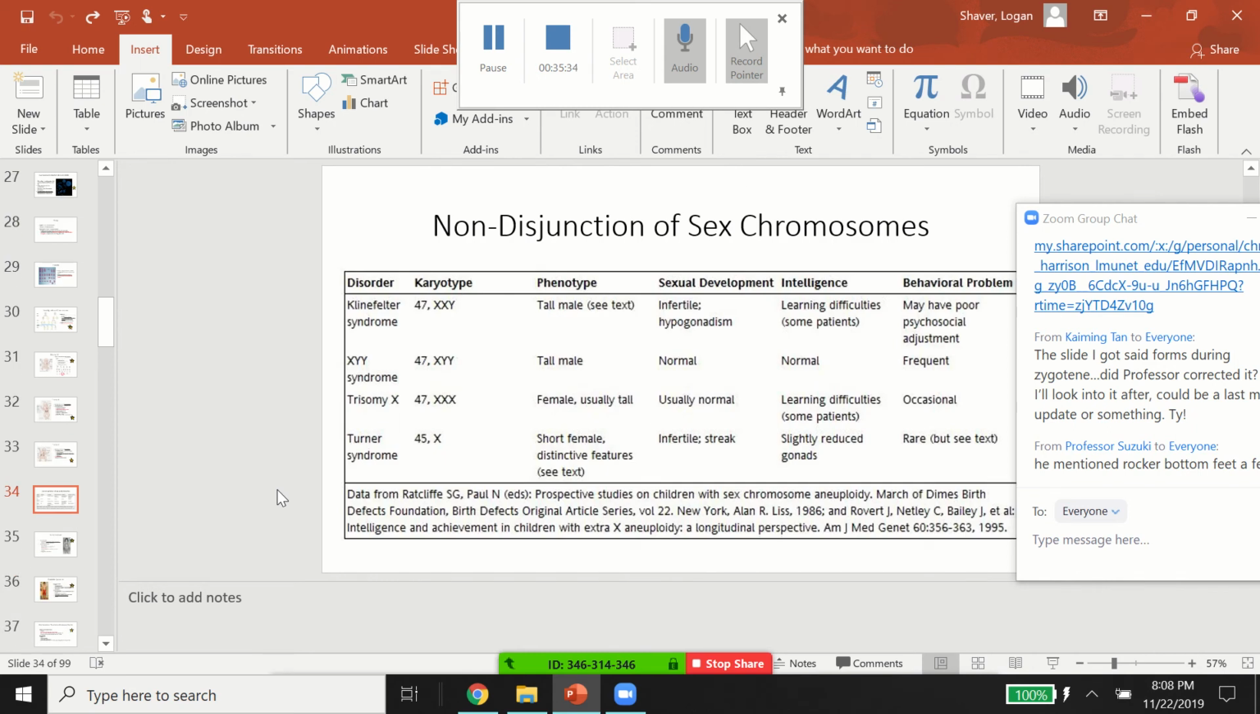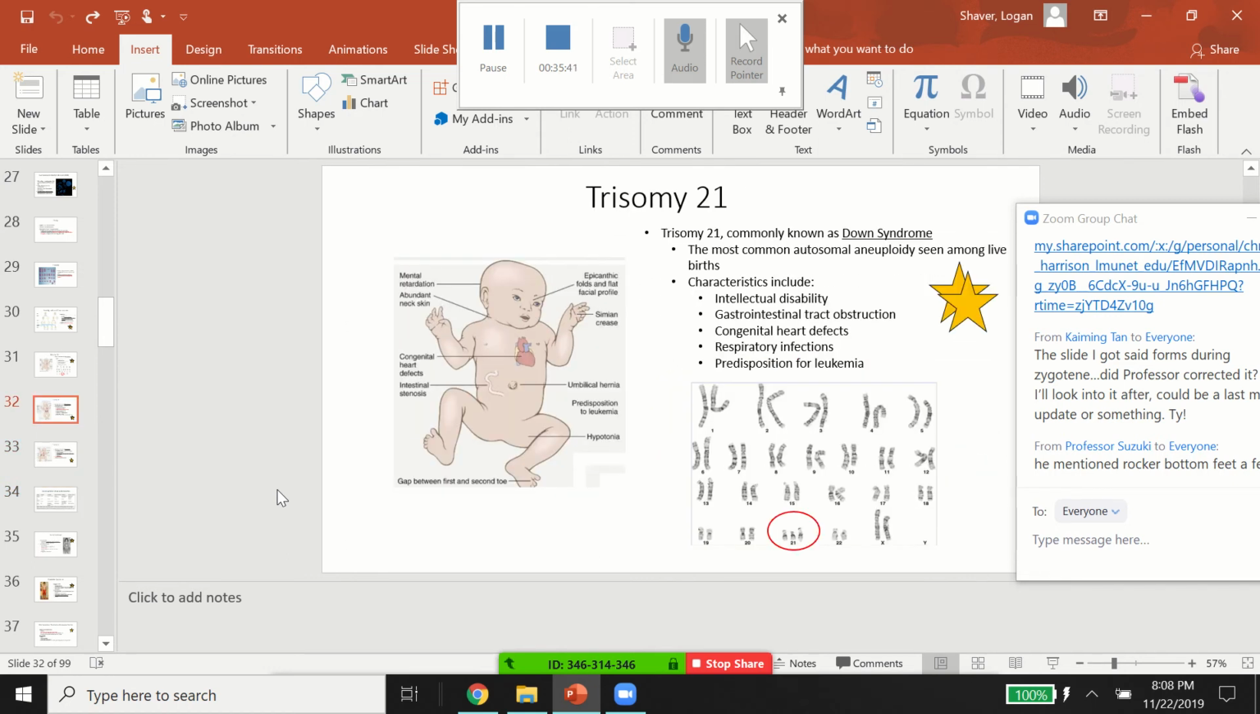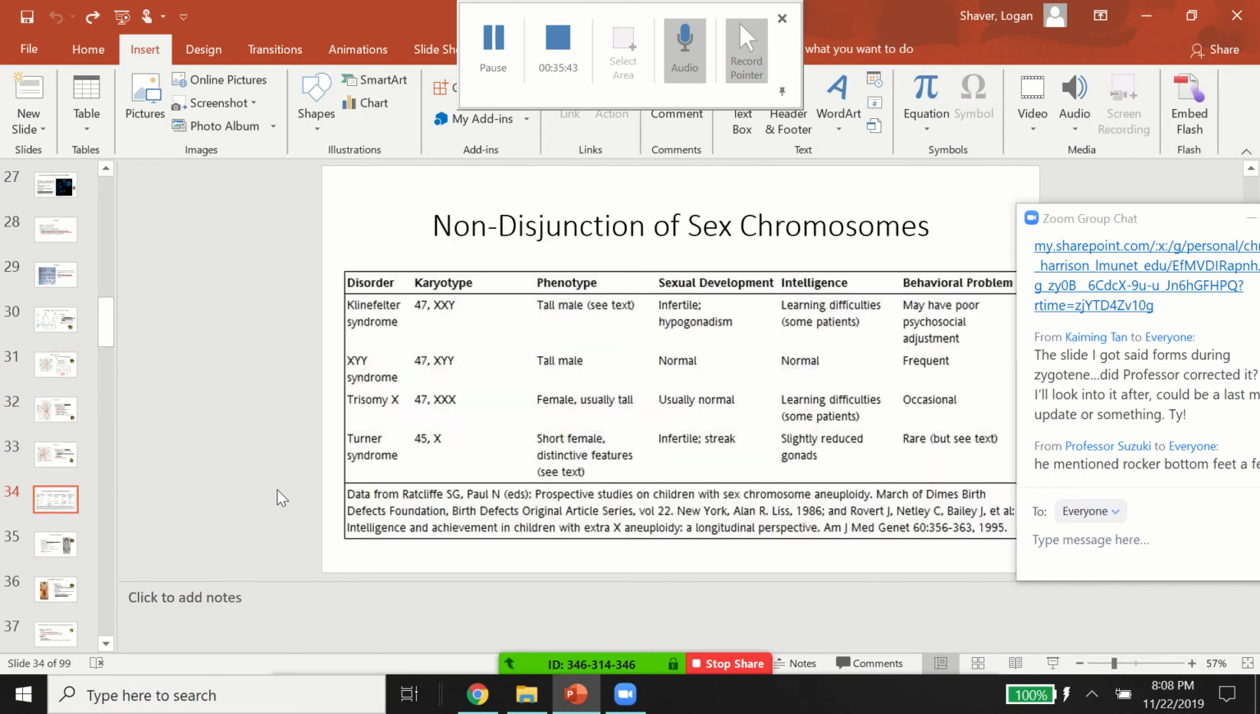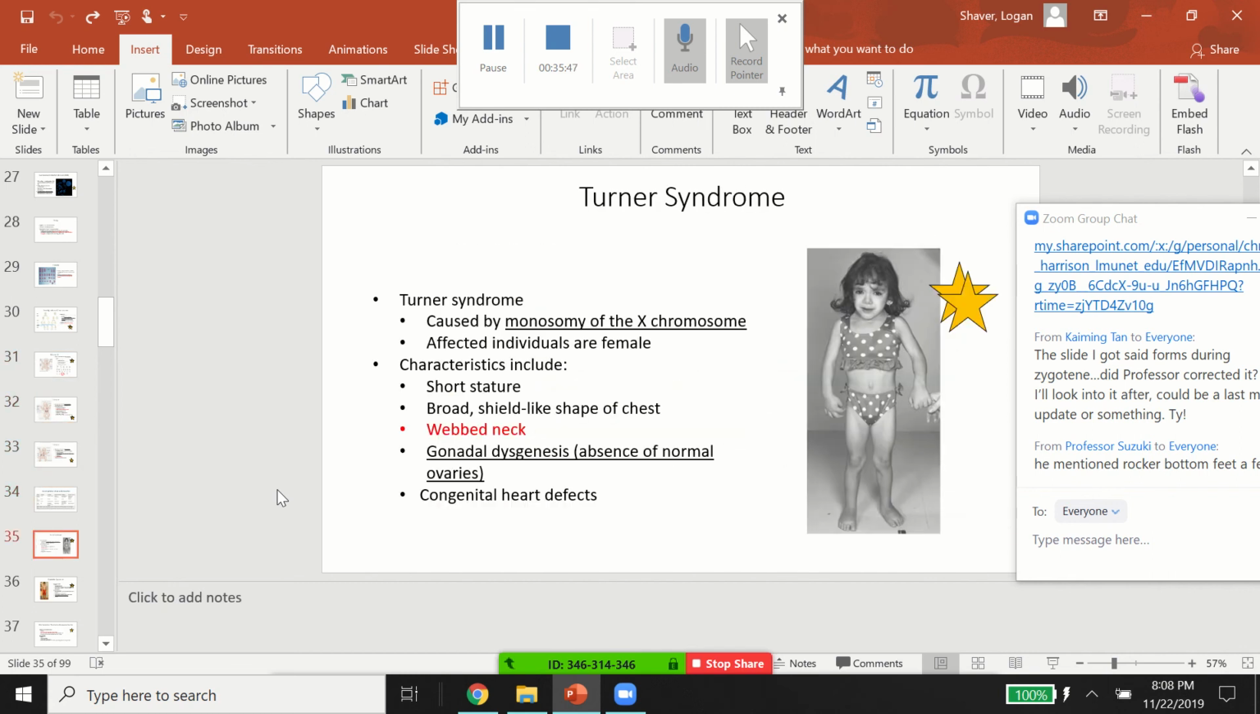Anyway, so non-disjunction of sex chromosomes. Now we're going to be talking about non-disjunction with sex chromosomes instead of autosomal chromosomes. So that's what we've been talking about with these trisomy ones. These are now sex chromosomes. Anyway, all these are high yield, as all diseases are.